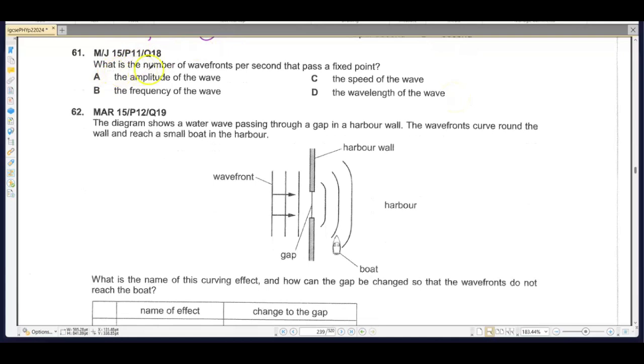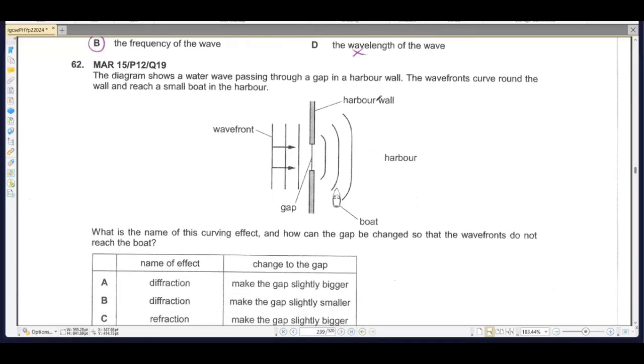Okay, question number 61. What is the number of wavefronts per second that pass through a fixed point? Basically, it's how we define frequency, right? So amplitude of the wave is the maximum displacement of a particle from its mean position. So this is not correct. B is the frequency of the wave, which is correct. Speed of the wave isn't defined by wavefronts per second. It is defined by other attributes. For D, the wavelength of the wave is the distance between two consecutive crests or troughs. So that is wrong as well.